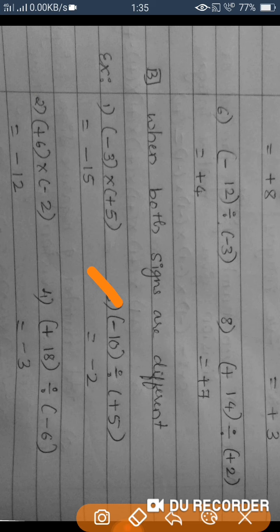it is multiplication before, now it is division. Just divide the numerals and keep the sign rule. Minus 10 divided by plus 5. 10 divided by 5 is 2. One is negative, one is positive, that's why the answer is negative.